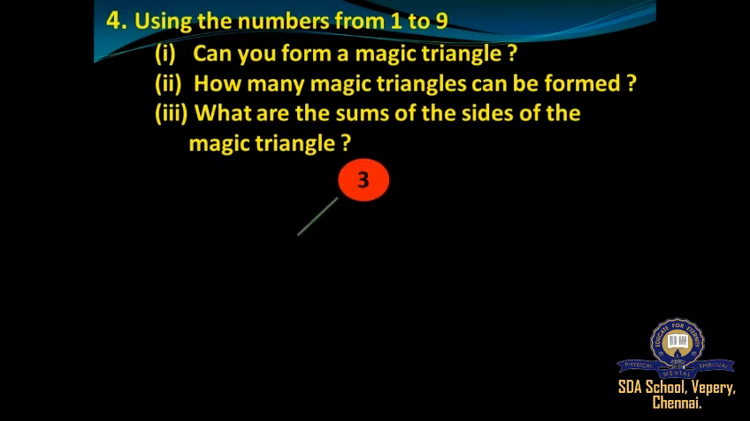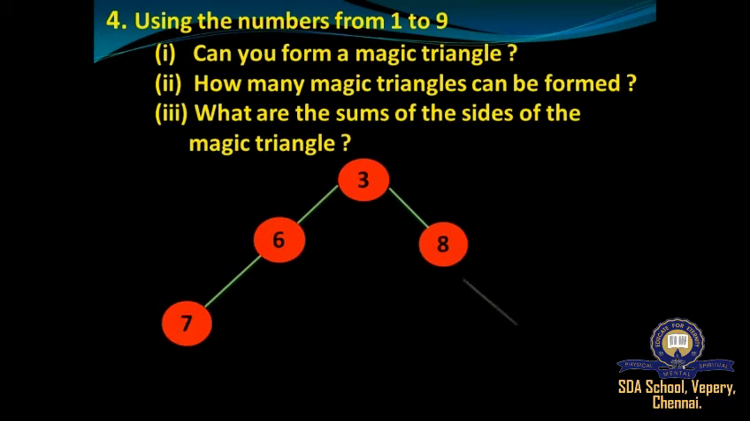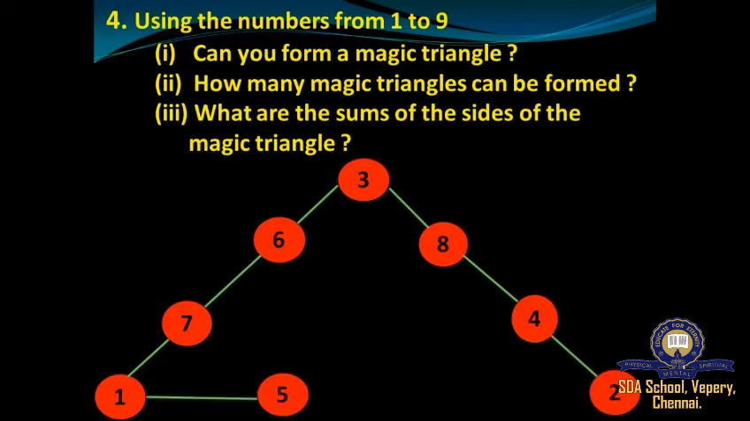Okay, I'm going to place the numbers 1, 2 and 3 at the corners. Okay, and I'm going to place the bigger numbers in the middle. So when I find the sum of side 1, I'll be getting 17. Similarly, when I find the sum of side 2, I'll be getting 17, and when I find the sum of side 3, I'll be getting 17. Okay, so the sum of this magic triangle is 17.